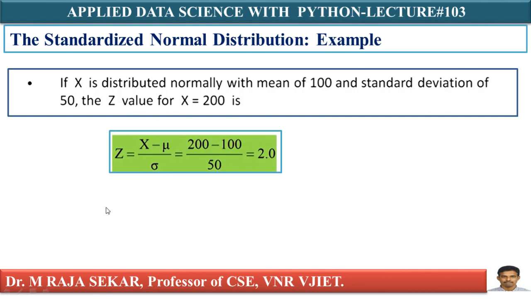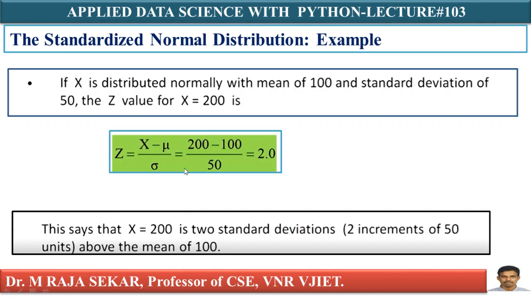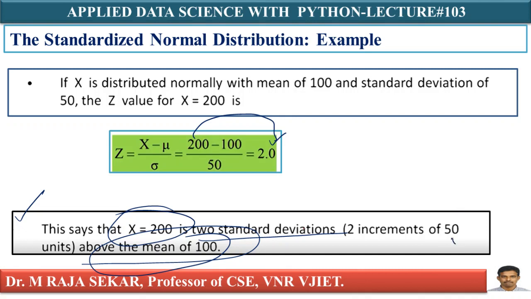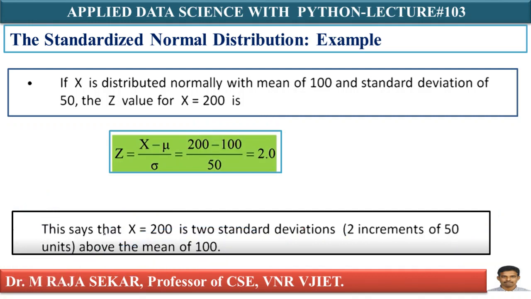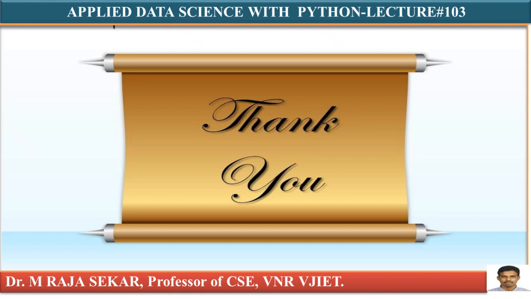You are getting 2.0. What does it mean? Your 200 is converted into the number 2. This 200 is transformed into 2.0. This says that x equal 200 is 2 standard deviations above the mean of 100. Anyway, this point you need not bother about it. I will discuss in a detailed manner about this last point in my next lecture, that is lecture number 104. Just go through it. Thank you very much.